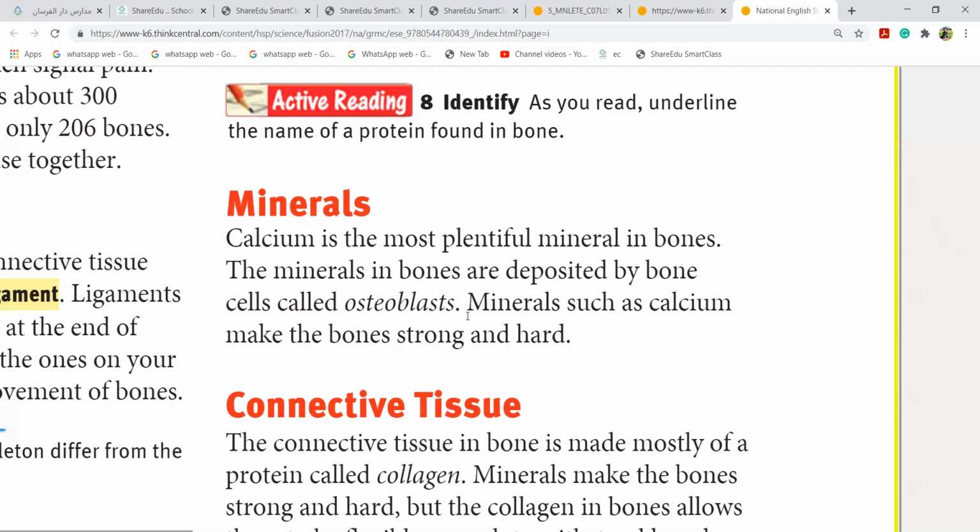The minerals in bones are deposited by bone cells called osteoblasts. We have bone cells inside our bone which are called osteoblasts, girls. If you want, you can just highlight it here, just as information that we have minerals inside and we have cells there. The cells are called osteoblasts.